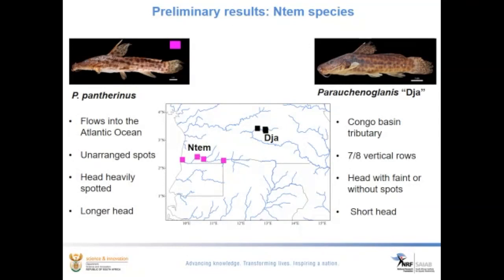Results show that Paracrinoclinis Jar is differentiated from Paracrinoclinis pandarinus by spots forming 7 to 8 vertical rows on the flanks and head with faint or without spots, while Paracrinoclinis pandarinus has unarranged spots on the flanks and a heavily spotted head. These two were also distinguished by several morphometric characters, such as the size of the head.